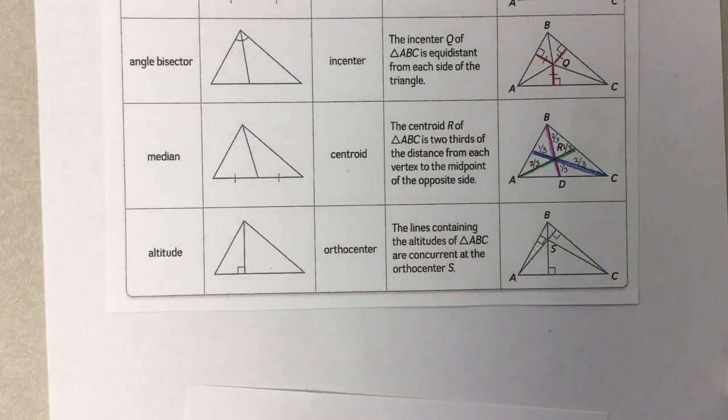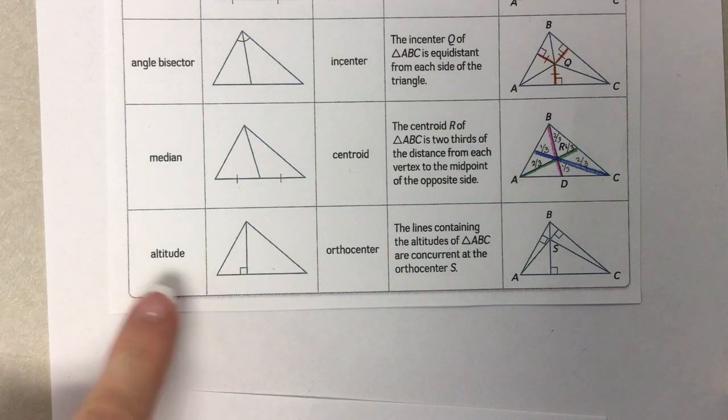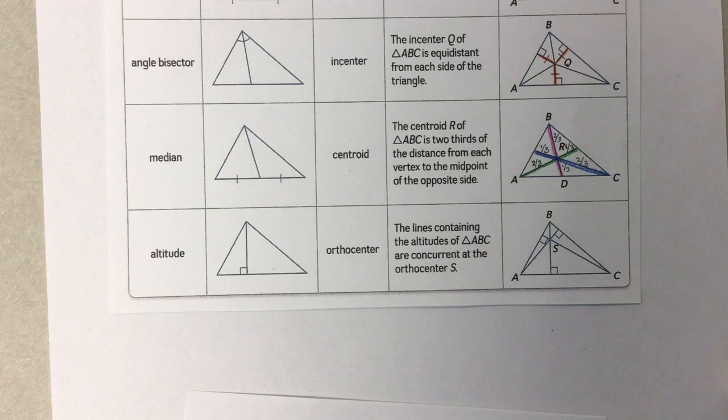And now we're going to talk about the orthocenter. And the orthocenter is the point at which the three altitudes of a triangle intersect each other. Okay, so we're going to be drawing altitudes. So you might think, what is an altitude?